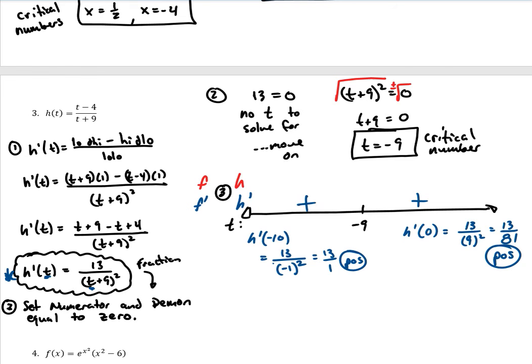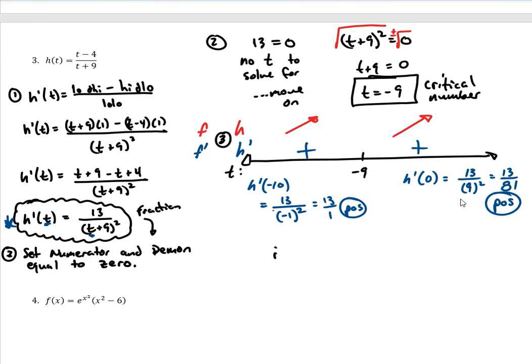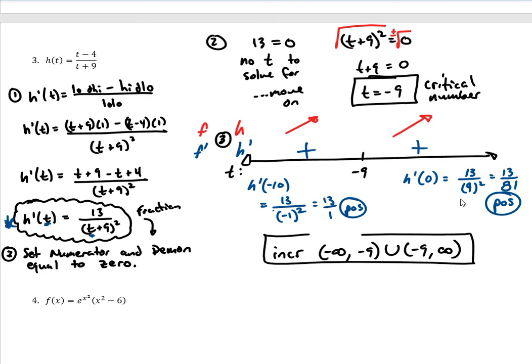So that means our function, the original function, so not the derivative, is increasing on our two intervals. It never decreases. So this one only increases. It increases from negative infinity to negative 9, and then from negative 9 to infinity. And again, separate it. If you have a critical number, it needs to be split into multiple intervals. Don't just say negative infinity to infinity. So be careful of that.